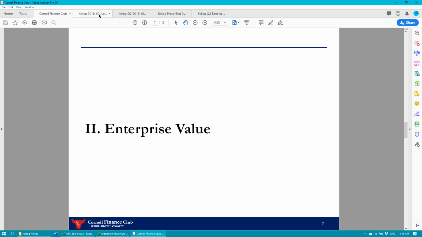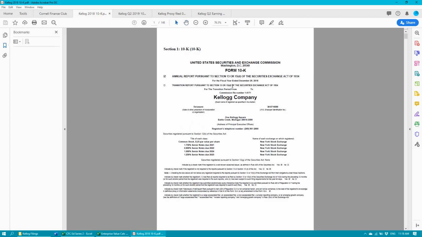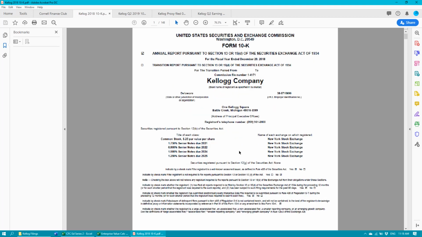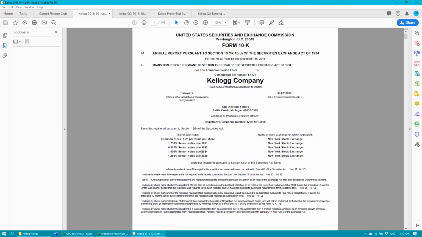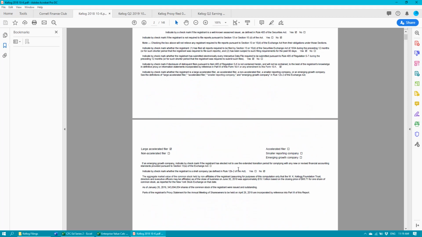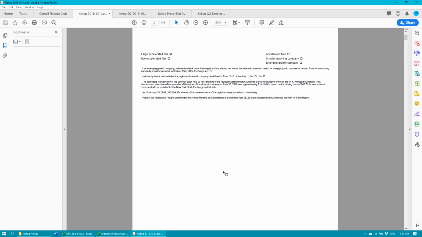Cool. So let's just go over the 10K real fast. For this, we've chosen to use Kellogg, which is everyone's favorite cereal brand, although they have several different sorts of operations and snacks offered. So you can see that this is the cover page, and there are currently 343 million shares of common stock that were issued and outstanding.